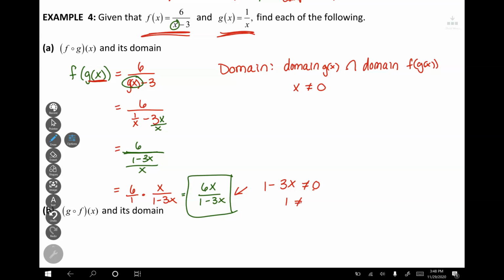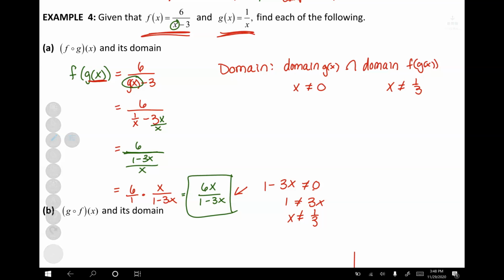That's 1 cannot equal 3x. X cannot equal dividing by 3, 1/3. So for this one, x cannot equal 1/3. So I got the domain of g of x, that was x cannot equal 0. The domain of our composite function here in the green box, that is x cannot equal 1/3. So putting those together, x cannot equal 0 or 1/3 would be the domain of our composite function.